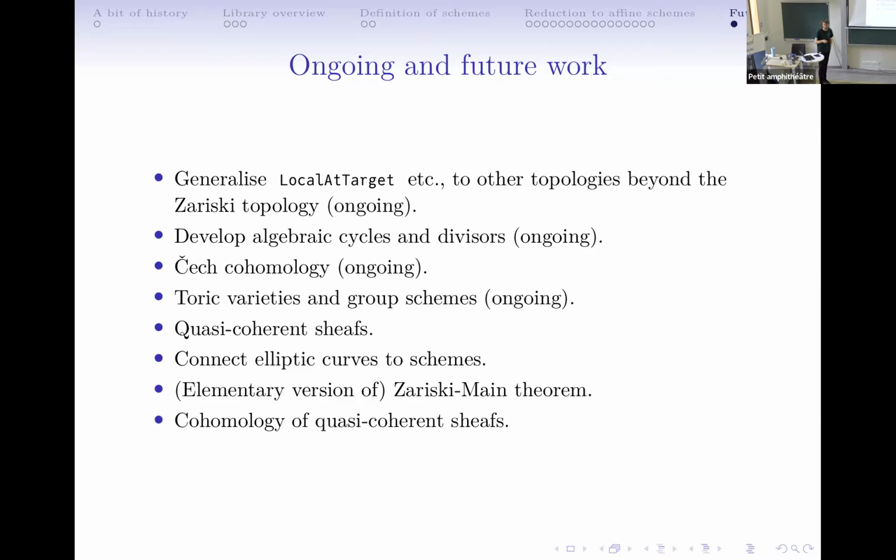And then, of course, cohomology of quasi-coherent sheaves. But that, of course, depends on quasi-coherent sheaves. And yeah, we need to find someone who does this. So anyone who's interested in contributing to this, I'm very happy to talk to you, also about the ongoing ones or the open ones. If you want to contribute, then ask me or ask Andrew for suggestions. And then let me stop here.